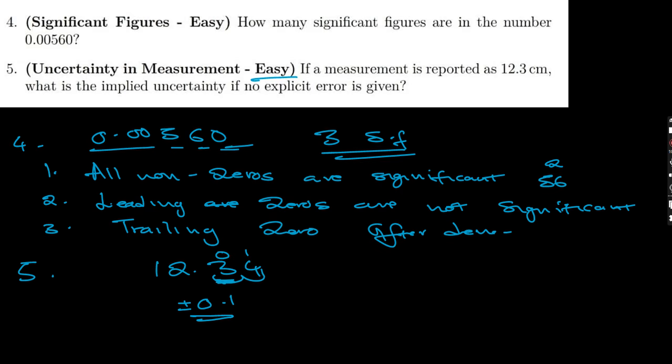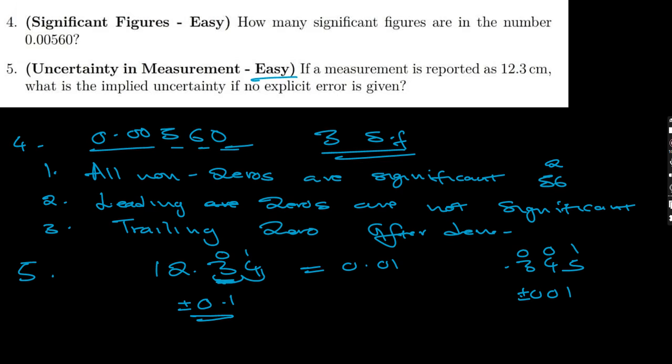This is how we find the implied uncertainty. Our implied uncertainty would have been 0.01. What if we had 3 and 5 there? We would have counted here, put 0, 0, then 1. We would have 0.001, then positive or minus there. This is how we should be finding the implied uncertainty.